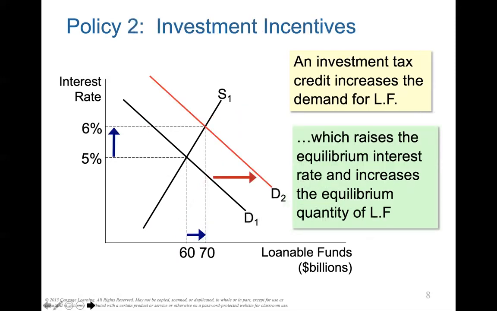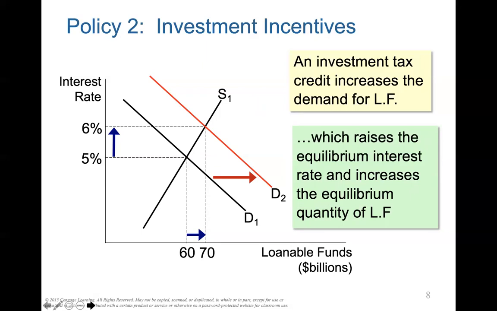Now, the second kind of policy that the government can use if they want to manipulate this particular set of things is to have an investment tax credit. So basically, what are you doing? Your investment tax credit basically allows you to increase the demand. What they're saying is, hey, if you invest in your business, we're going to give you some kind of deduction. Why are they doing that? Because they're trying to stimulate investments.